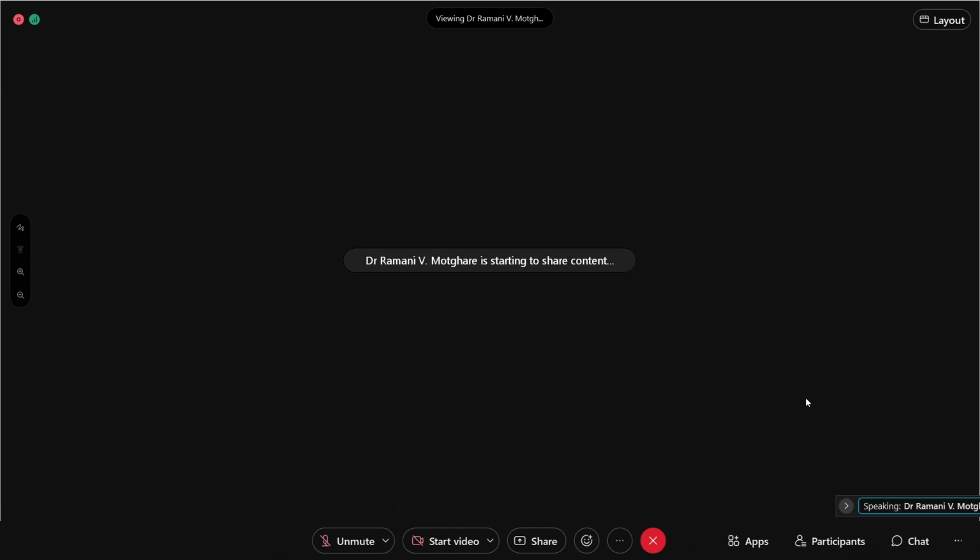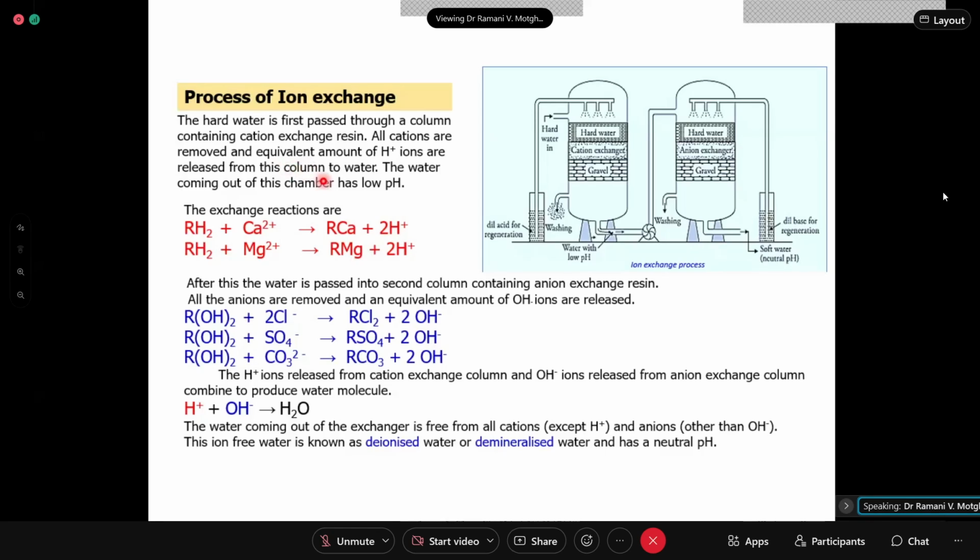This also works in the two alternating cycles. One is softening run and the other one is regeneration run. What we saw just now was the softening run. Here softening happened, and here complete removal of all types of anions happened. That is why it is demineralized deionized water.